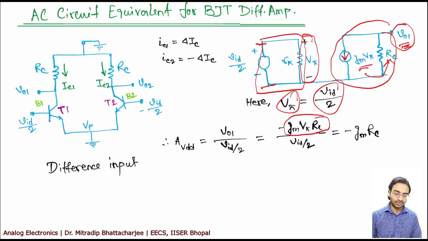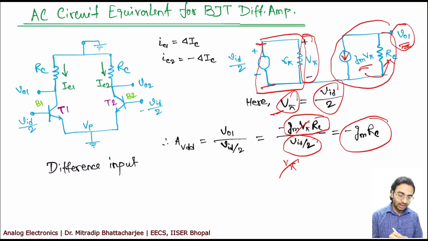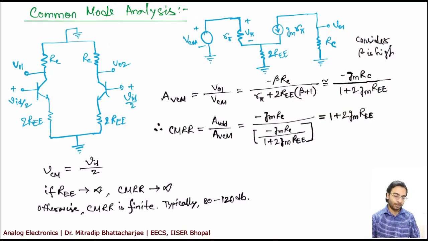Simple circuit analysis. Your input is VID by 2. Now if you put V pi in place of VID by 2, this V pi and this V pi will get cancelled. You will end up with minus gm RC, which is your AVD, that means the differential gain. So you got your differential gain. Not very difficult, right? Now let us see what the common mode gain is.